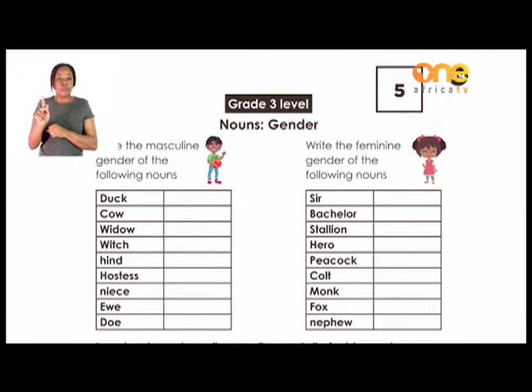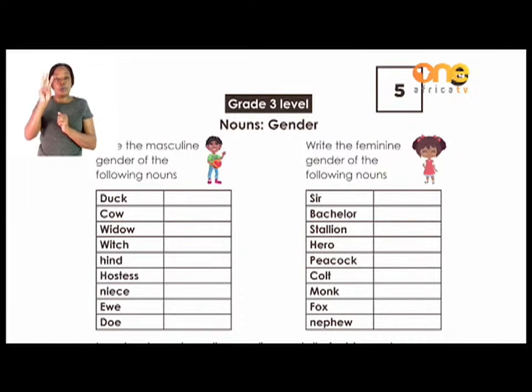Okay, now we are given the first word there, a duck. A duck, that is a female. A girl. If it's a boy, then we'll say it's a what? Then we say it's a drake. A drake. A cow is a female. If it is a boy side, we say it's a bull. A widow, someone who lost a husband, it's a woman. We say she is a widow. And the boy side, we say he's a widower.